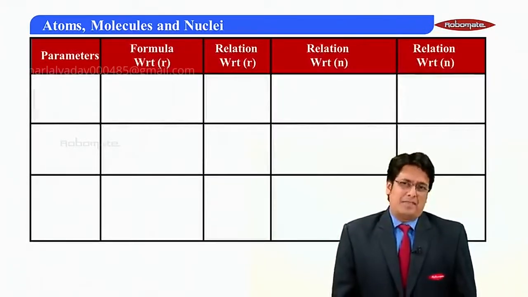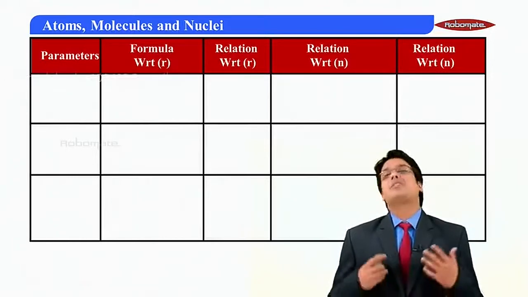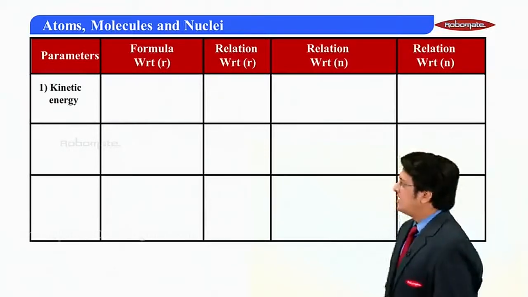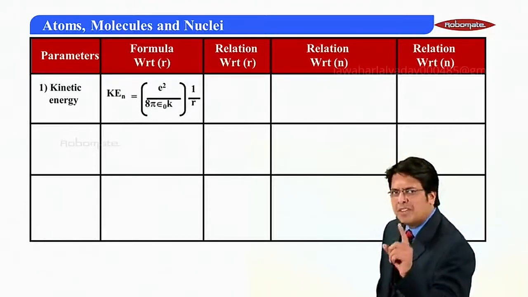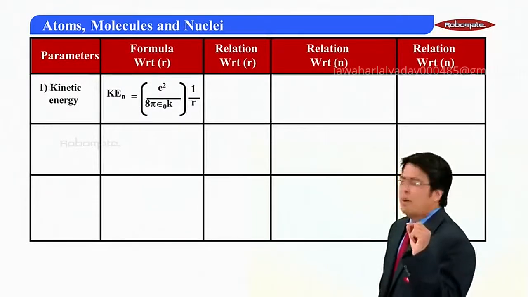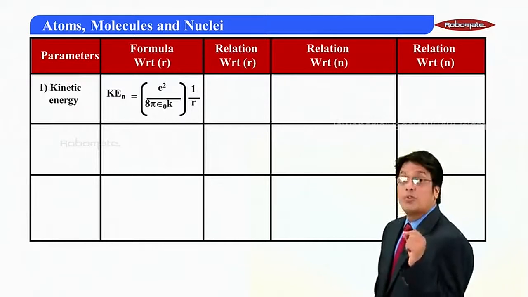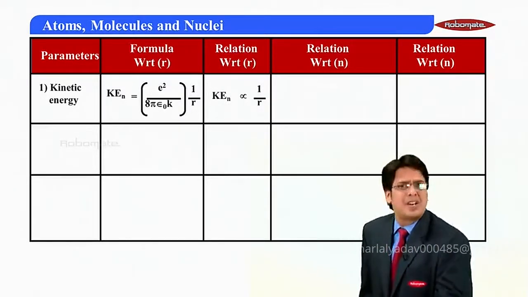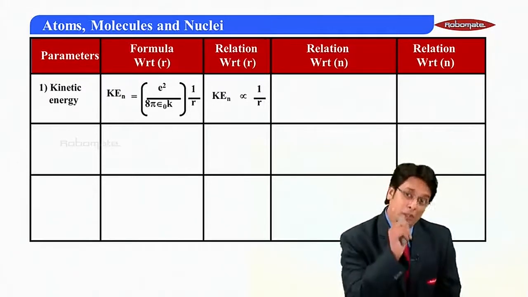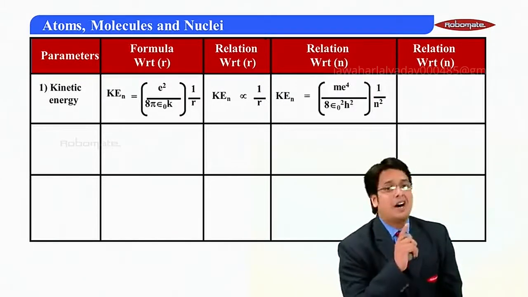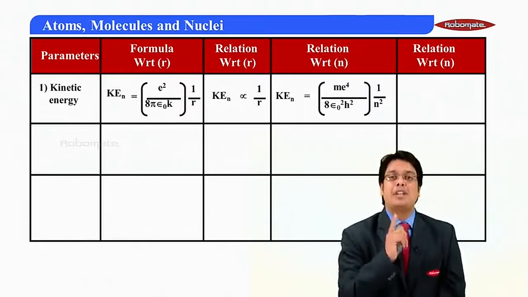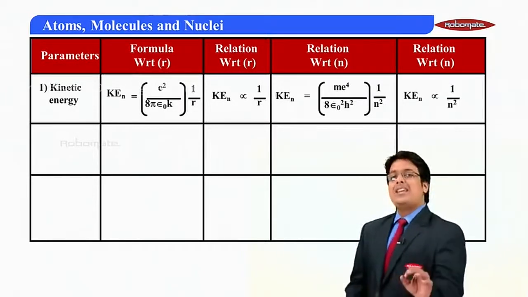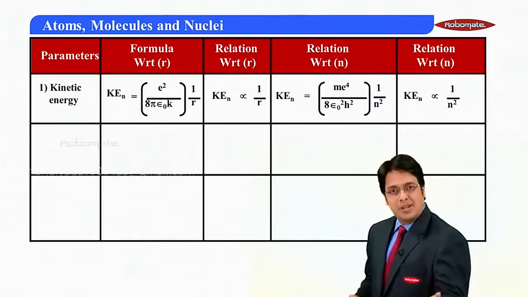Ladies and gentlemen, I'd like to present to you the awesome table. Get your pen and pencil ready, because the first parameter we'll study is the kinetic energy. What is the formula with respect to R? e square upon 8 pi epsilon 0 k into 1 by R. Please remember this. So what is the relation with R? It's inversely proportional to R. As simple as that. And if we put the value of R, what we get is m e raised to 4 upon 8 epsilon 0 square h square into 1 by n square. So your K is inversely proportional to n square.